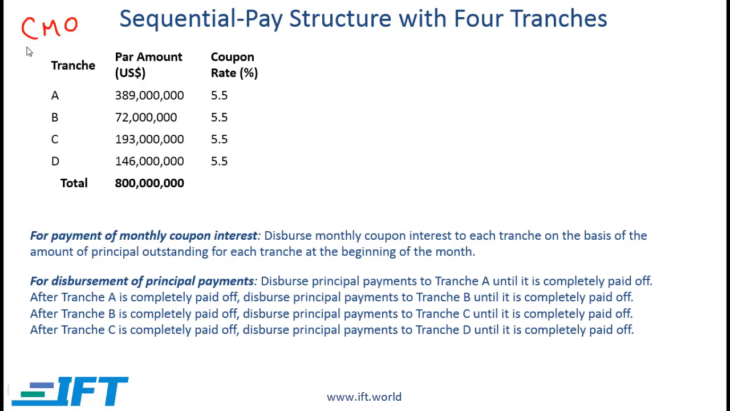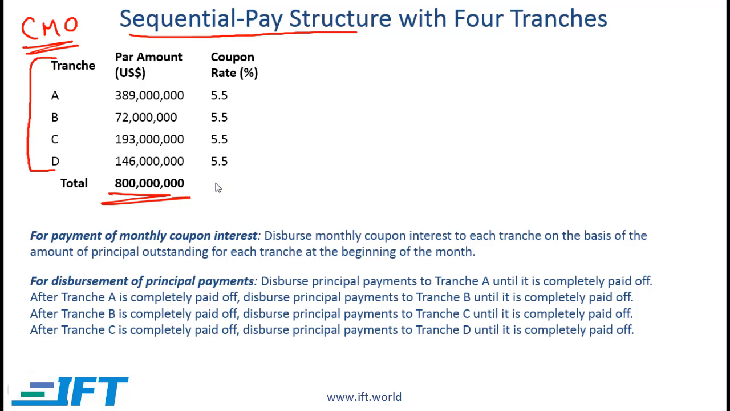Under CMOs, the simplest structure is the sequential pay structure. Here we are looking at a structure with 4 tranches. The total par value is 800 million. The coupon rate is the same for all 4 tranches. And here I'll connect with something we've said earlier. You might recall we talked about credit tranching and time tranching. Here only time tranching is taking place, since there is no credit risk associated with agency securities, which is what we are talking about here.